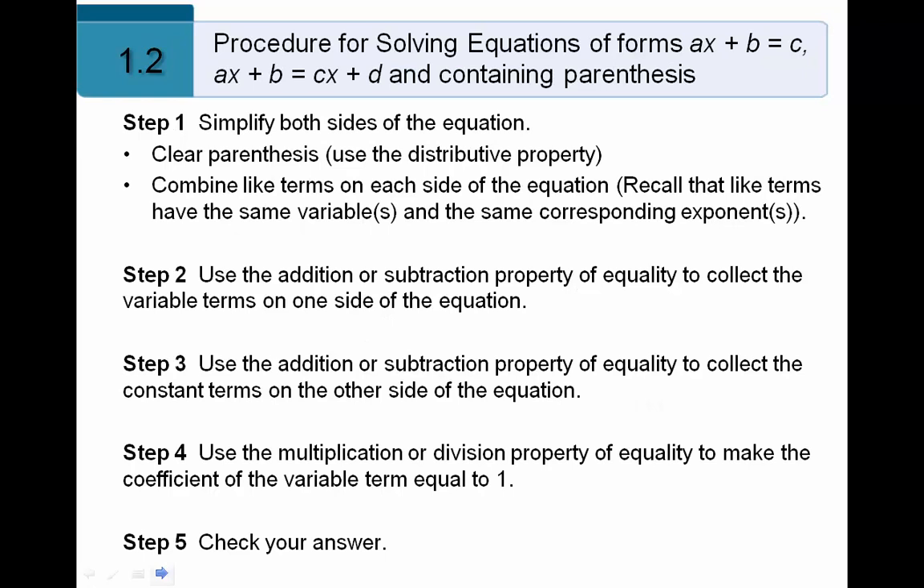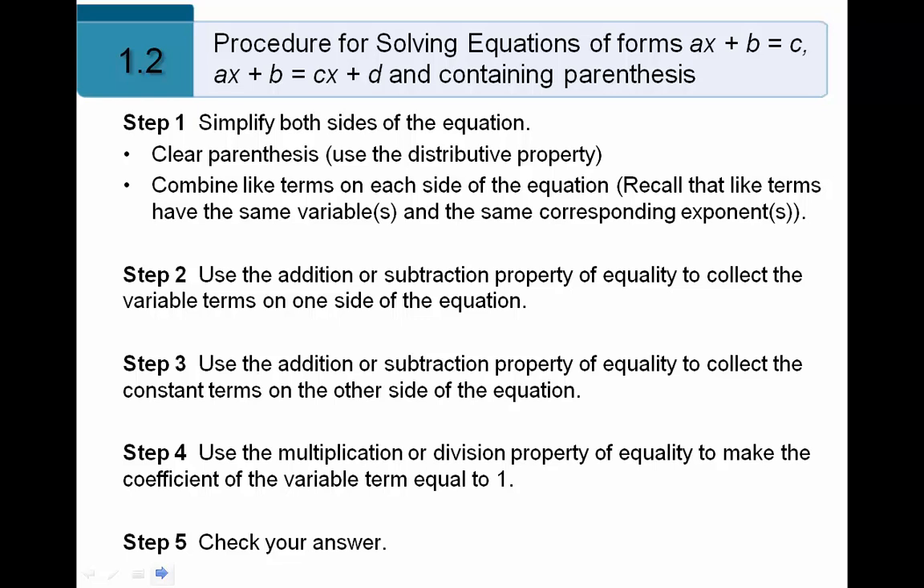Step 1 is to simplify both sides of the equation. By that we mean if there are parentheses, get rid of those parentheses by using the distributive property, and if there are like terms on the same side of the equation, we need to go ahead and combine those like terms. Remember, there are two types of like terms. There are variable terms which can be considered alike if they have the same variable raised to the same exponent, and constant terms or numbers are like terms. So step 1, remove parentheses, combine like terms.